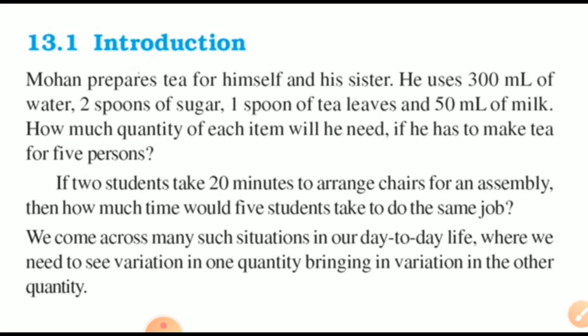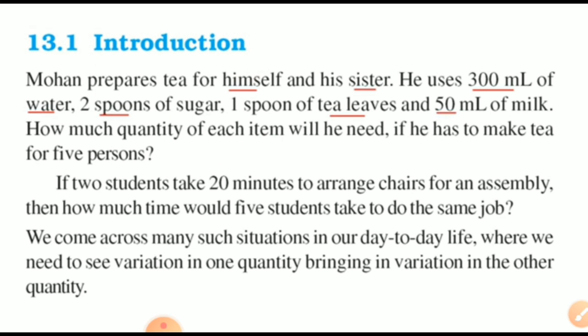Introduction. Suppose Mohan prepares tea for himself and his sister. He uses 30 ml of water, 2 spoons of sugar, 1 spoon of tea leaves and 50 ml of milk. How much quantity of each item will he need if he has to make tea for 5 persons? Students, this is proportion.